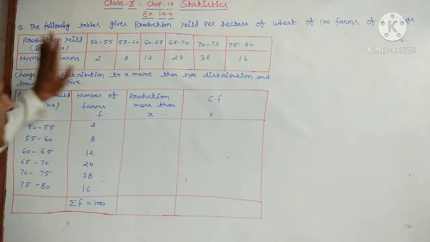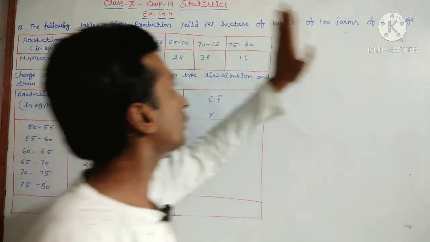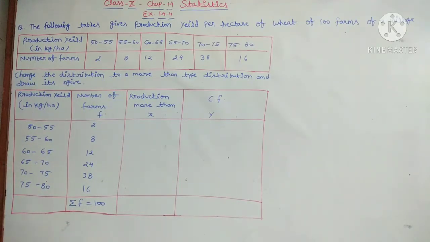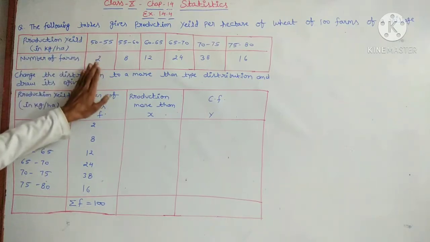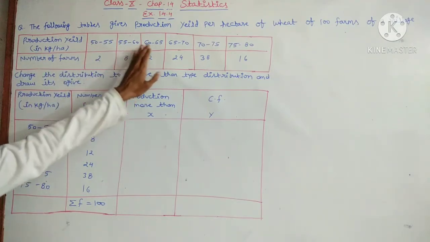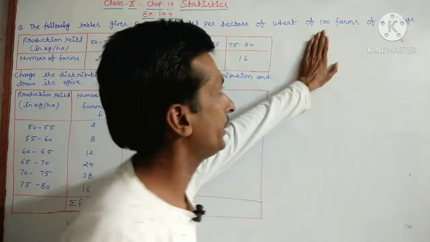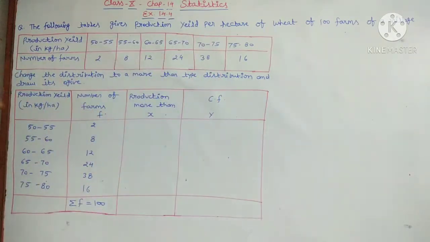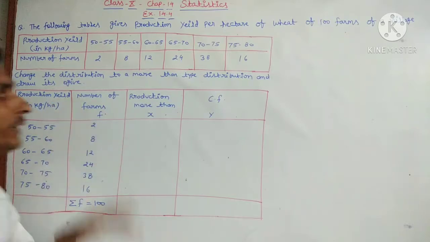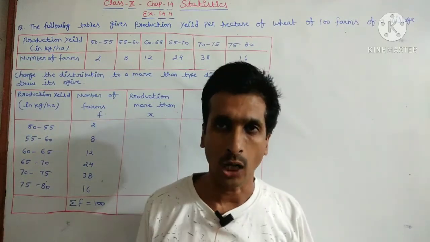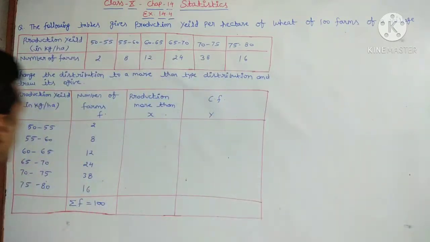Next question. The following table gives the production yield per hectare of wheat of 100 farms. Production yield in kilograms per hectare and number of farms: 50 to 55, 55 to 60, 60 to 65, 12. The total number of farms is 100. Okay, now we have to find the more than type distribution ogive, and how to solve it, look at this one here.